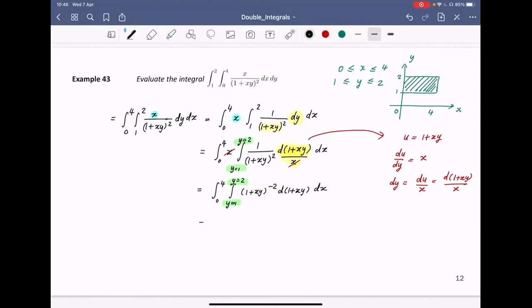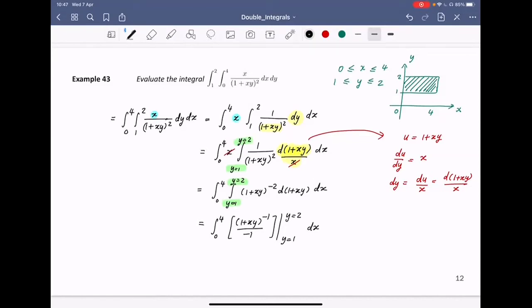All right, and after that, I integrate the thing inside, (1 plus xy) to the negative 2, and you get (1 plus xy) to the negative 1 over negative 1, right? Because that is the formula of integration. And then I evaluate at y equal to 2 minus y equal to 1, and then dx. Sounds good? So you can see that it is actually the integration in Cal 1, but you just make it more complicated because you have to integrate 2 times.